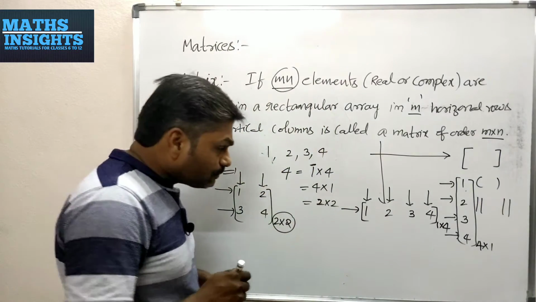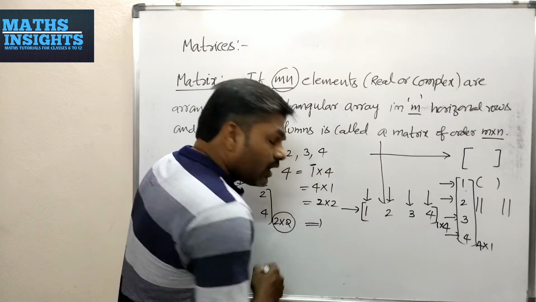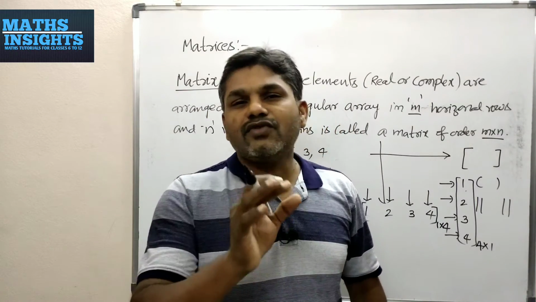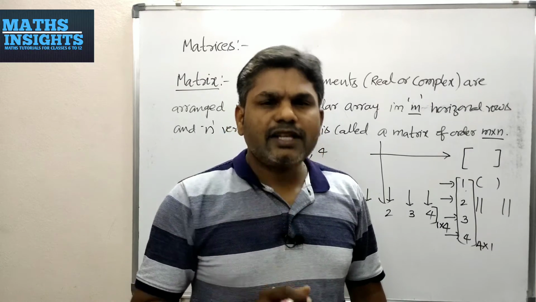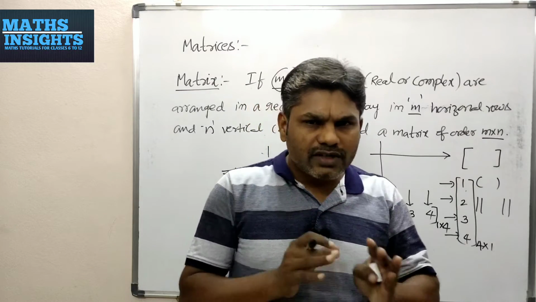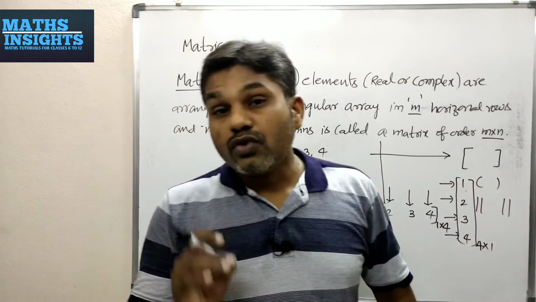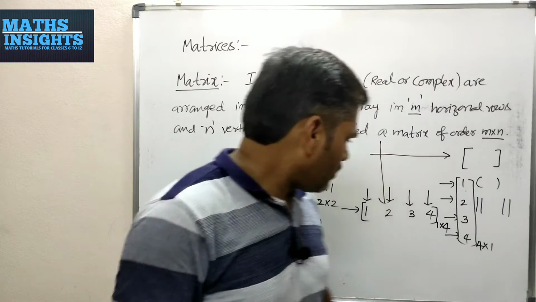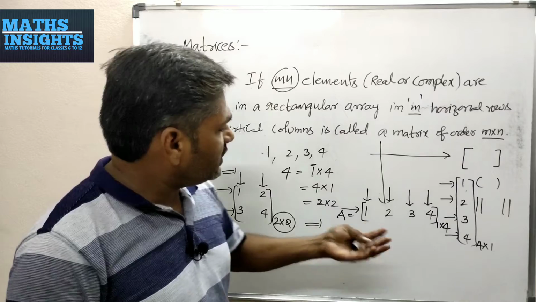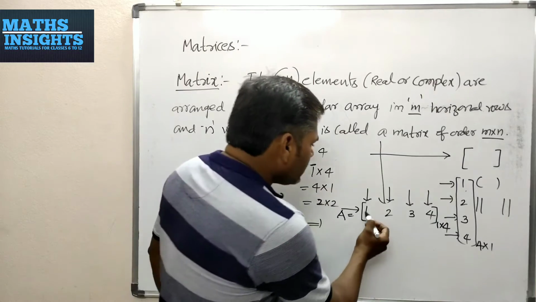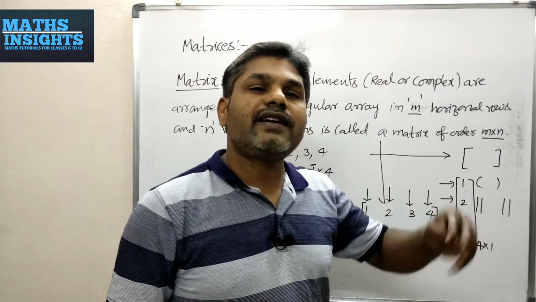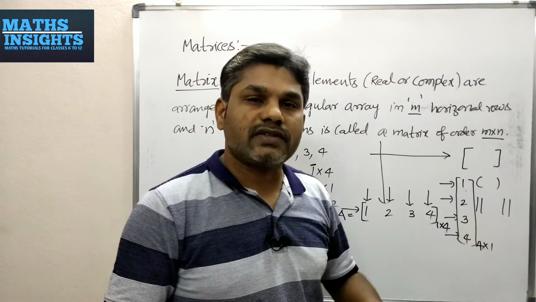Now the question is, how are the matrices named? Generally matrices are named by using a capital letter. It may be A, B, C, D or X, Y, Z, L, M, N, O. Whatever letters you are going to use, those should be capital letters. Now I am naming this matrix with A, B, C, D, whatever. Now whatever elements you have written in the matrix are called entries or elements, numbers.